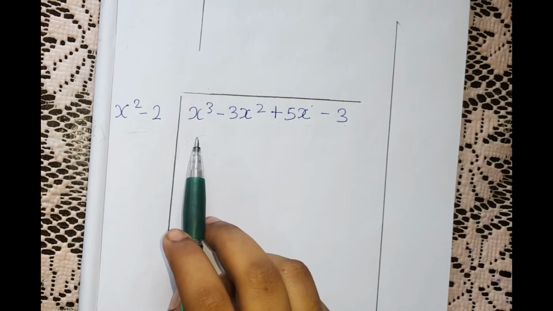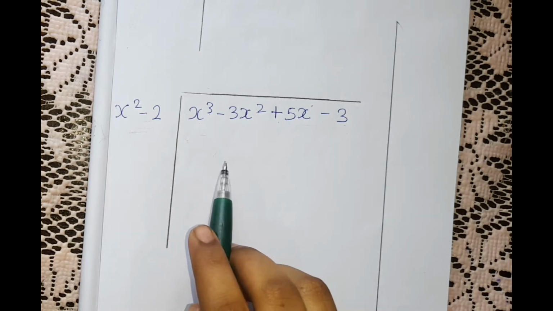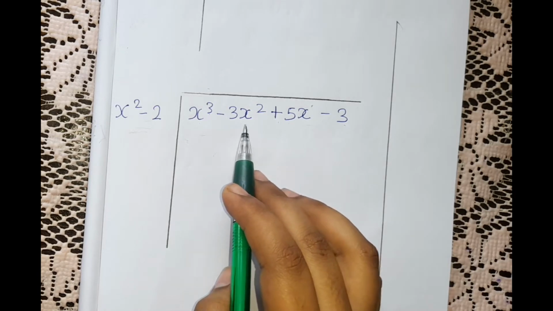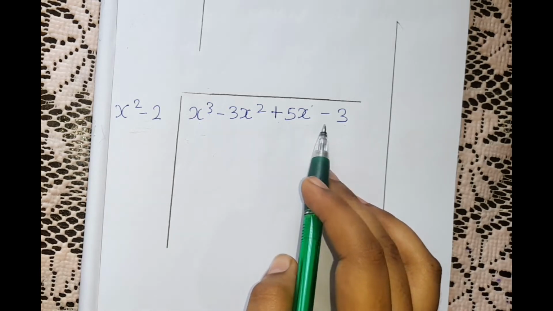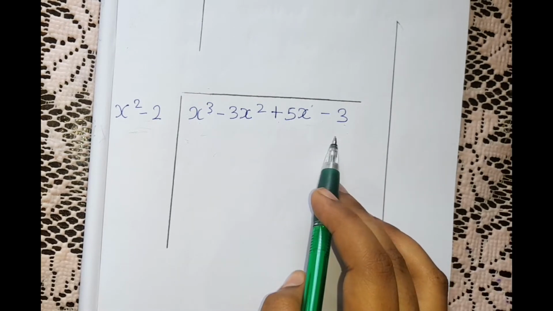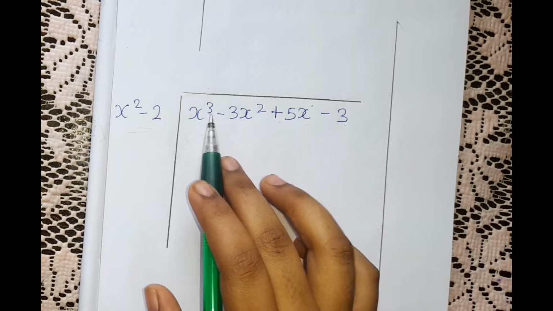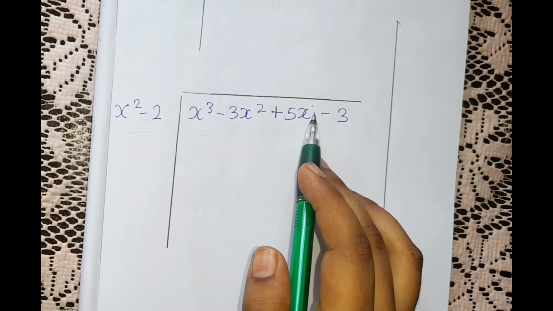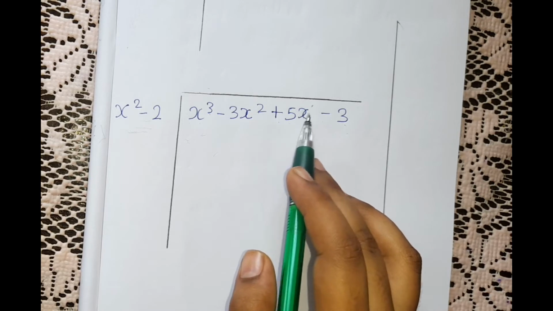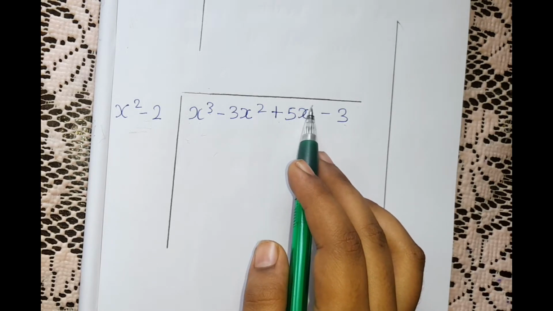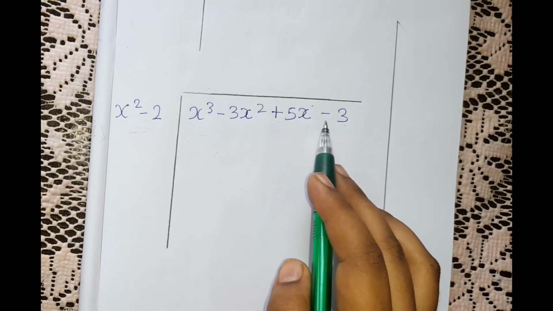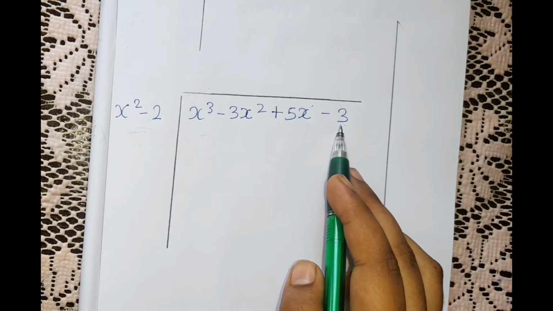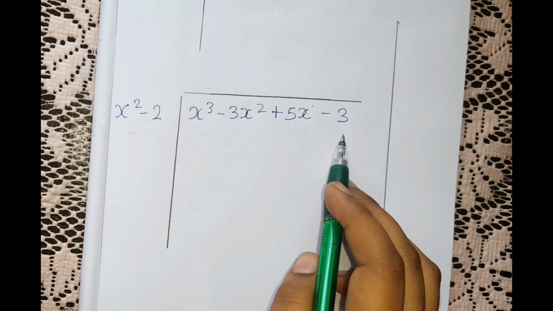Here we have certain rules. You can see x cube minus 3x square plus 5x minus 3. It is in order: here we have cube, after cube we write square, after square we write 1. Here x is there, so the x power is 1. If nothing is there, then it is 1. And then we write the constant term. Constant term means a number which is without a variable.